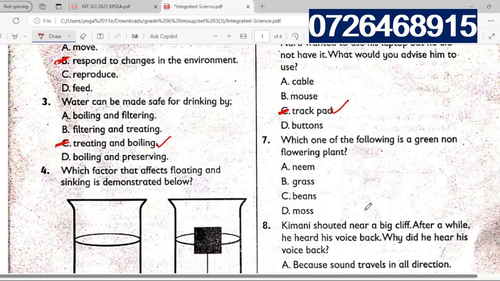Which of the following is a green non-flowering plant? Green non-flowering plant. It must be green and then non-flowering. It is the moss.